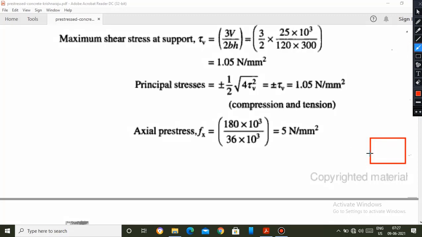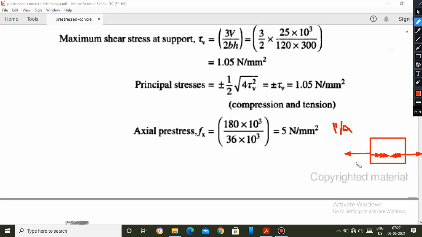For this pre-stressed concrete member, we are stretching this tendon. Because of this stretching of the tendon, compressive forces are generating in this block. For these compressive forces, we have to calculate how much direct stress is generated. The direct stress is calculated using this formula, fx equal to P divided by A.